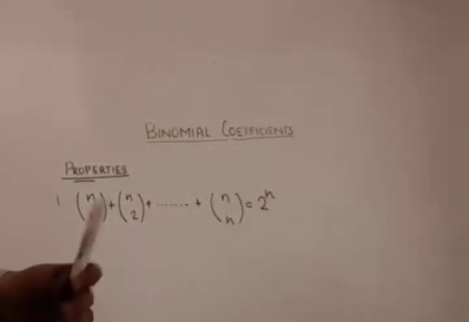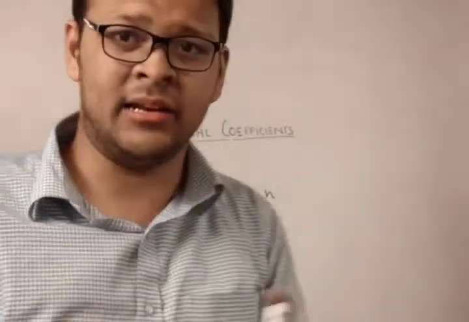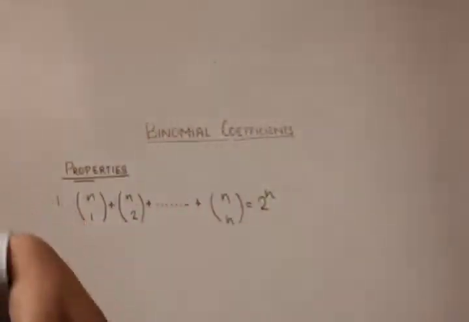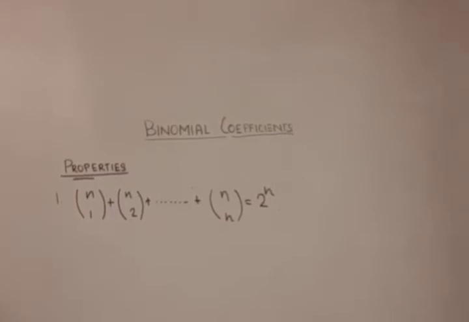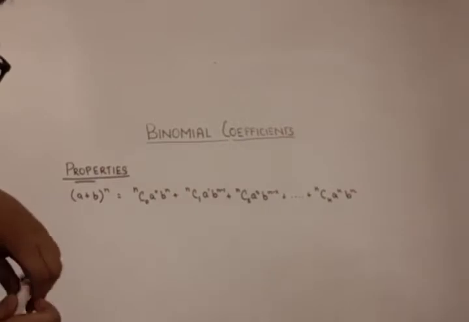I request everyone to pause the video, attempt the proof of it, and later tally with me. You can see the question there. This is the first property that we have to prove, that the sum of all the binomial coefficients is 2 to the power of n. I hope that you all have succeeded in proving this. Now let me prove it.